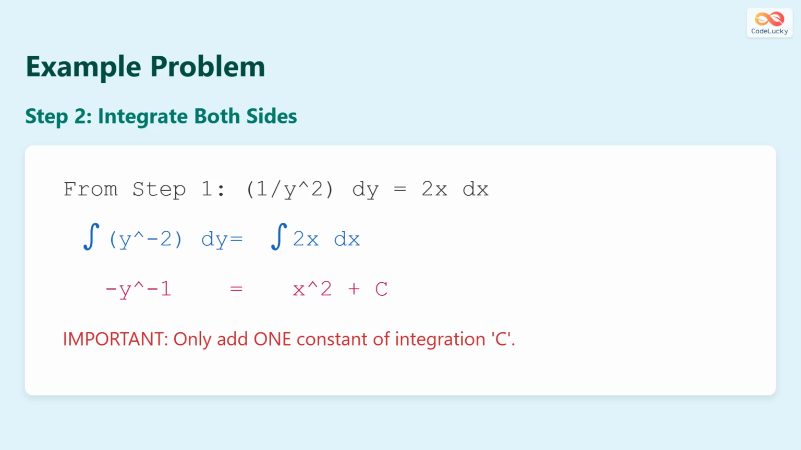Now we integrate both sides. The integral of y to the power of -2 is negative y to the power of -1. The integral of 2x is x squared. We must remember to add a single constant of integration, which we will call c, to one side.